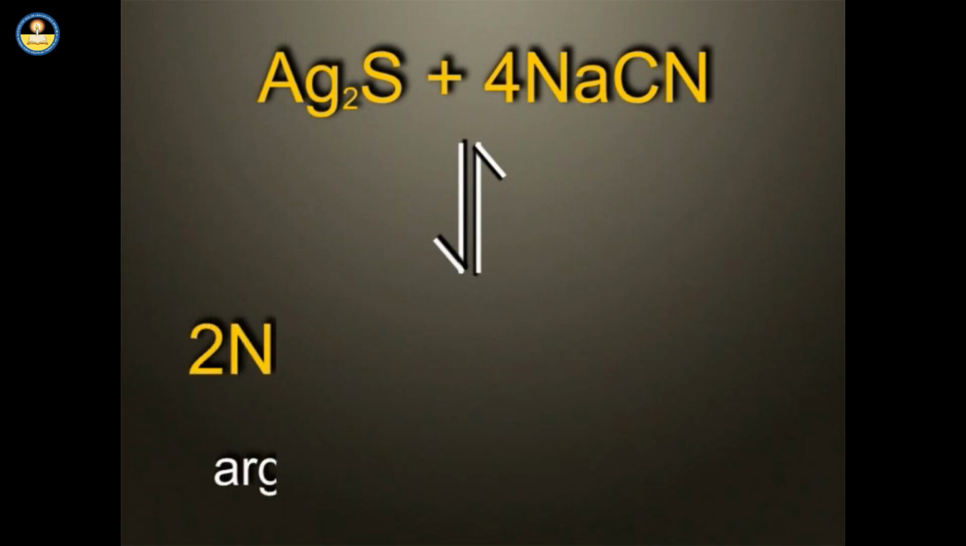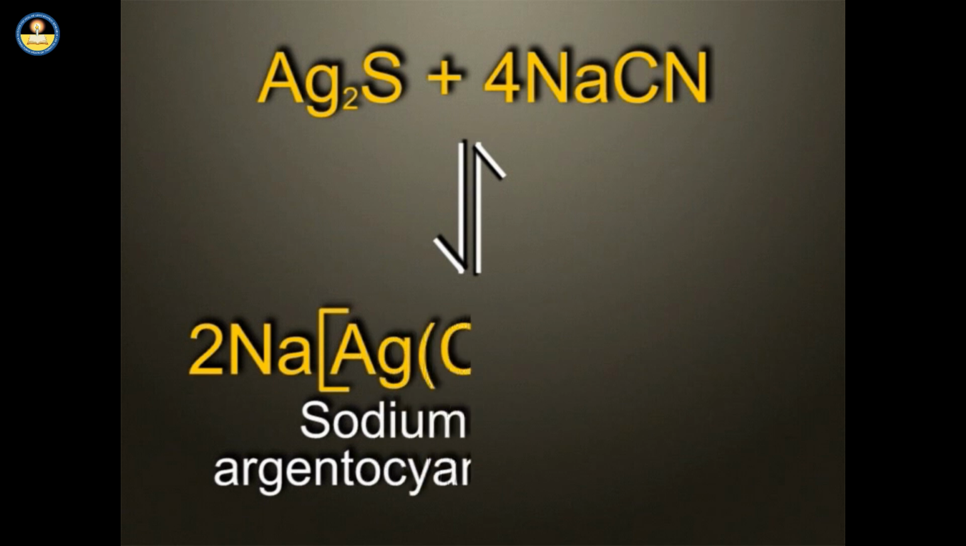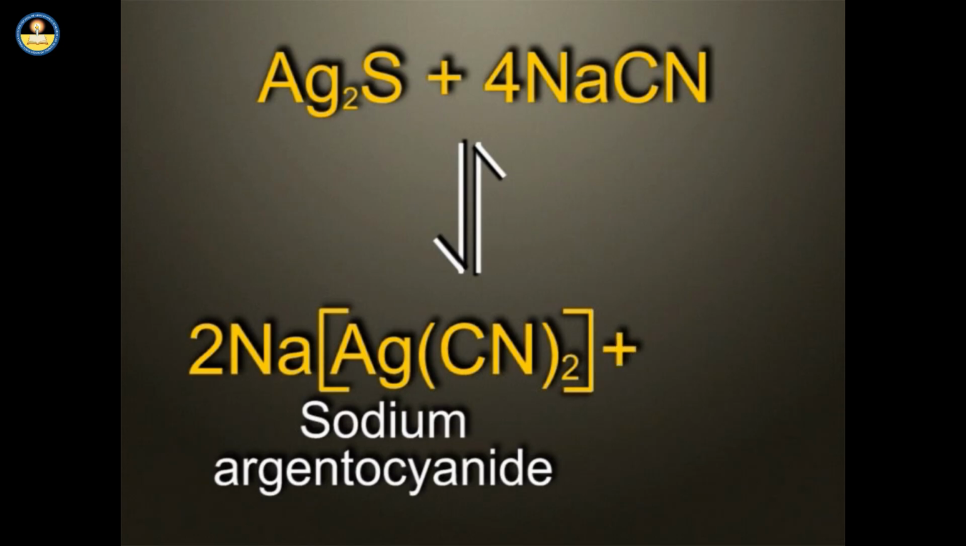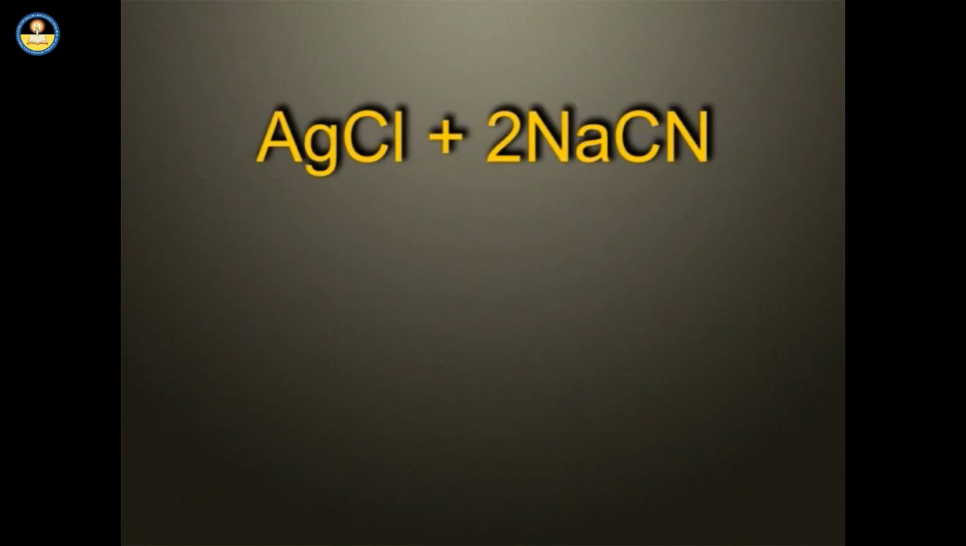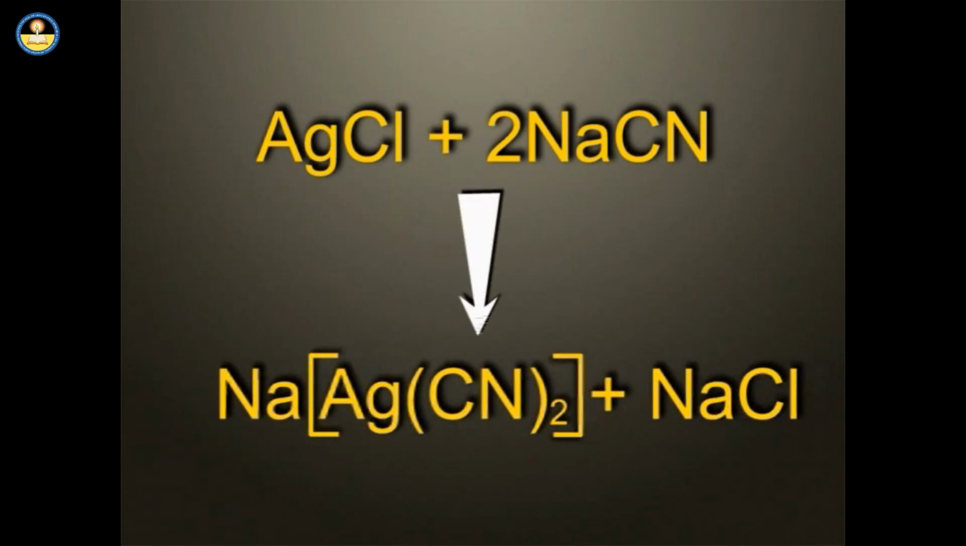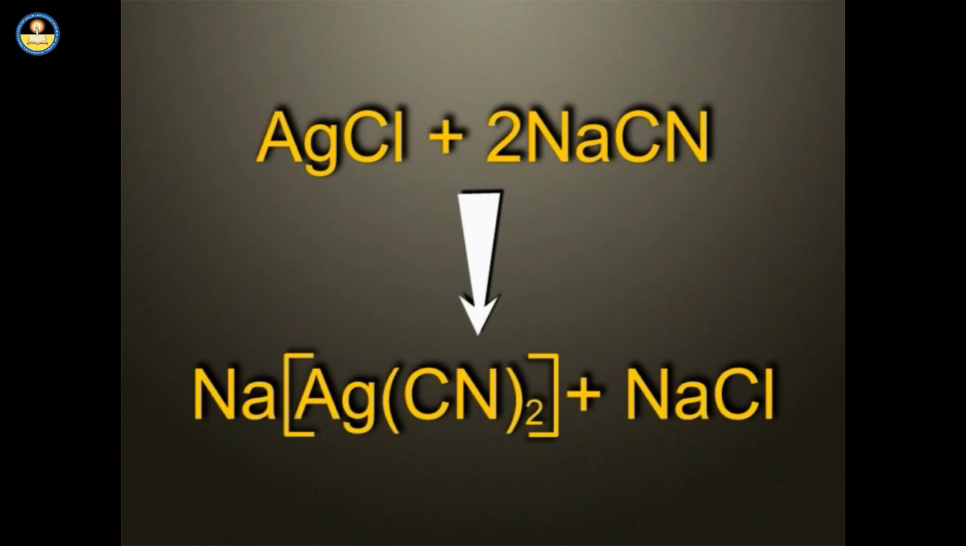Silver present in the ore gets dissolved due to the formation of soluble sodium argentocyanide complex, that is Na[Ag(CN)2]. With horn silver, that is AgCl, the reaction with sodium cyanide can be written as AgCl reacts with 2NaCN to give Na[Ag(CN)2] plus NaCl.